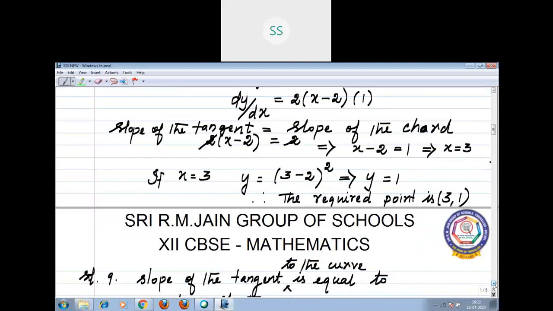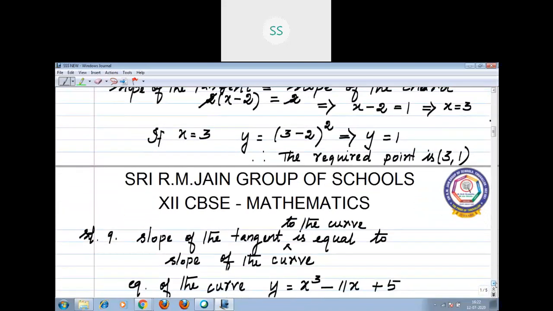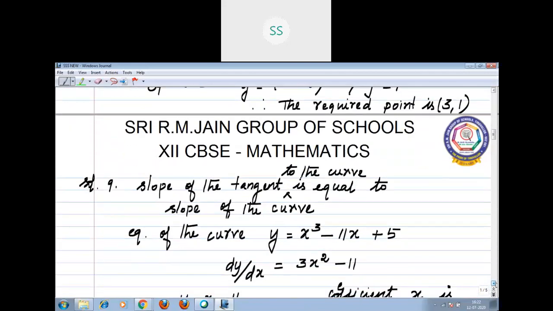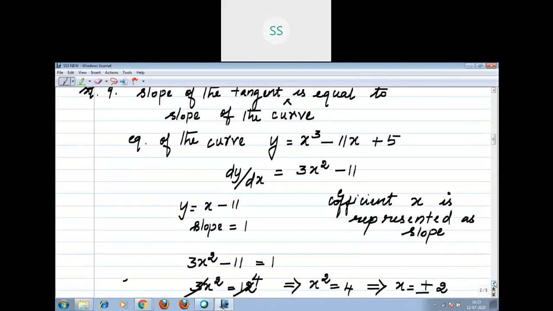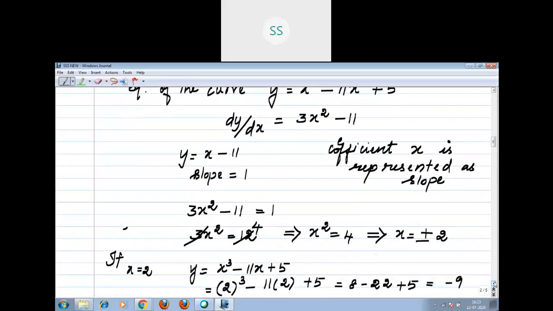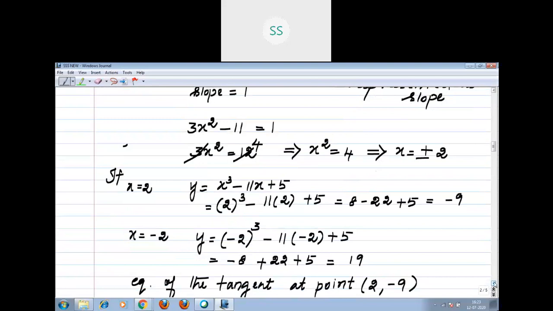Now, the slope of the tangent to the curve is equal to the slope of the line. The equation of the curve is given, and you differentiate it with respect to x. The slope of the line is given. What is the slope of the line? Here I say the coefficient of x represents the slope. That is also your dy by dx. If you want, you should write it here: dy by dx is equal to 1. That is understood, right? Then you equate and arrive at the x value. Then you substitute in the curve equation and arrive at the y value. Using that, we are going to find the equation of the tangent.